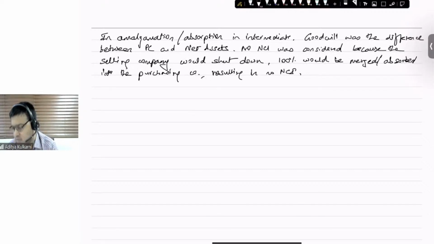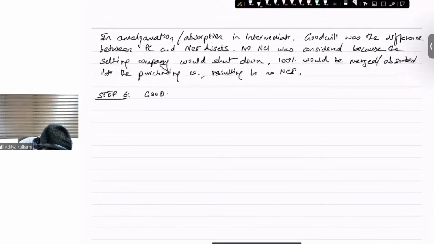Thank you, Kaushiki. Okay, so that takes care of step number 5, and finally after doing everything, we reach our destination at the end, that is goodwill calculation.